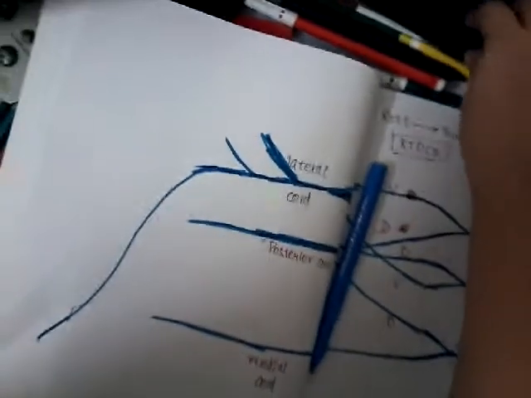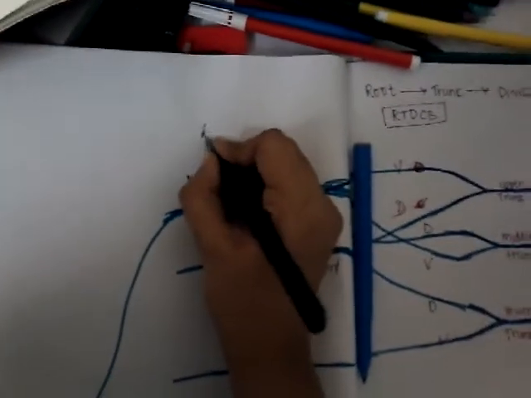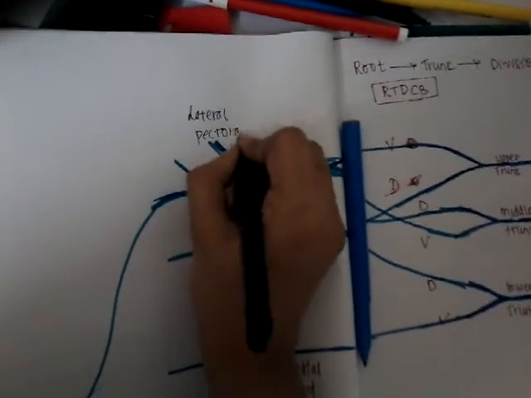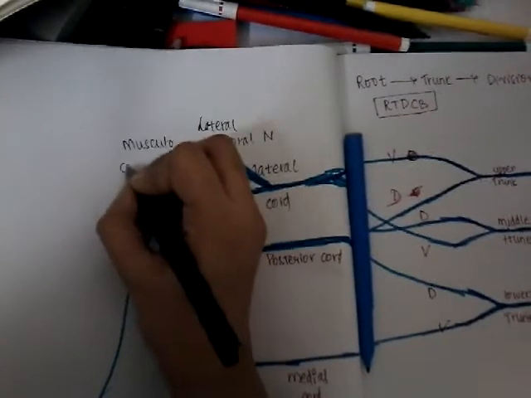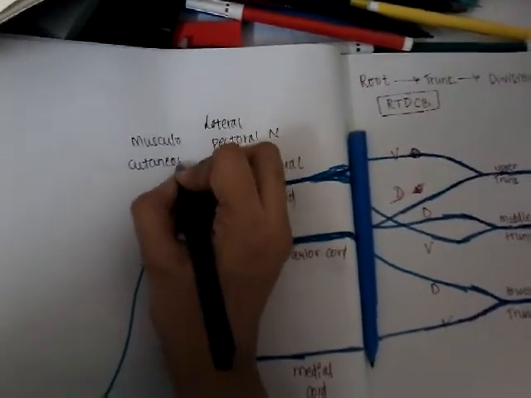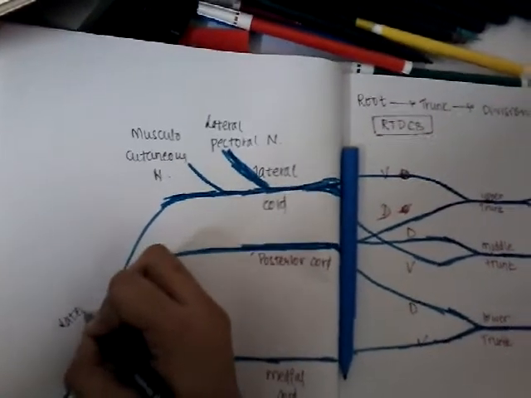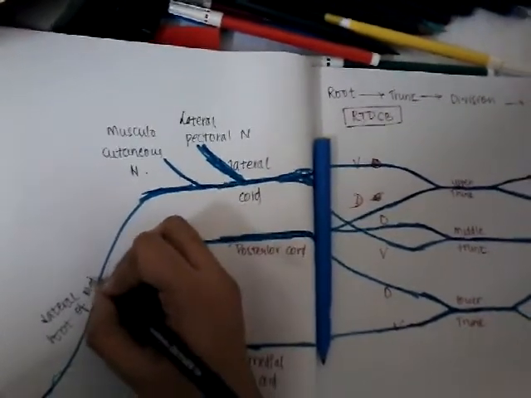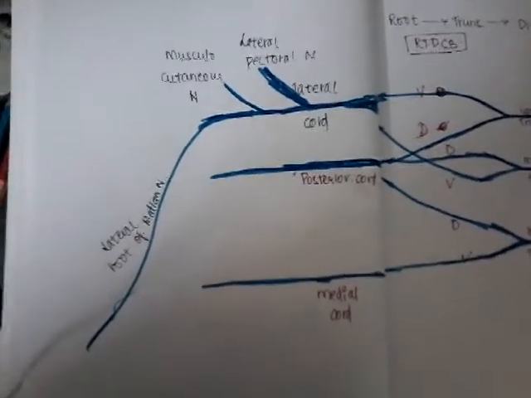So what are the nerves that are given? Just let me name them. Number 1, it is lateral pectoral nerve. Then the second, musculocutaneous nerve. Third, lateral root of median nerve. So this is the third branch. So there are 3 branches which the lateral cord is giving.